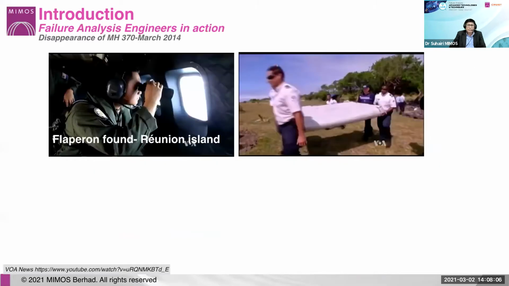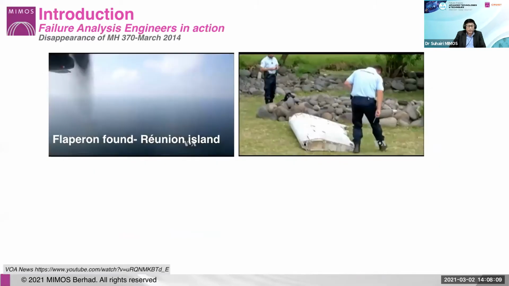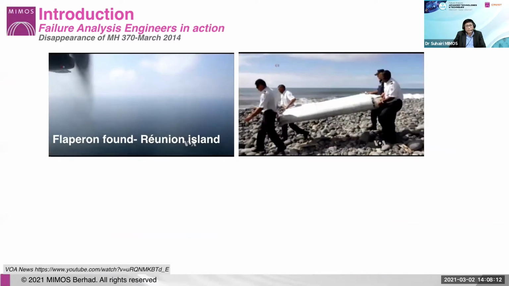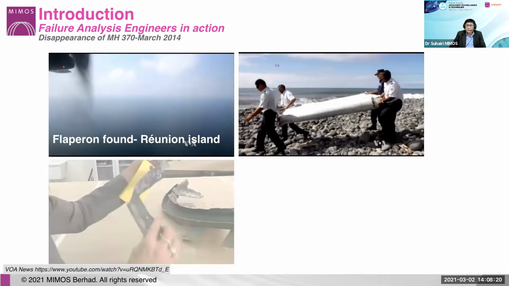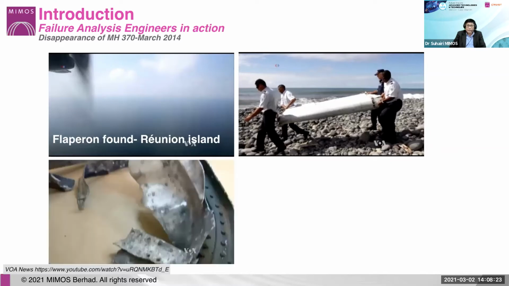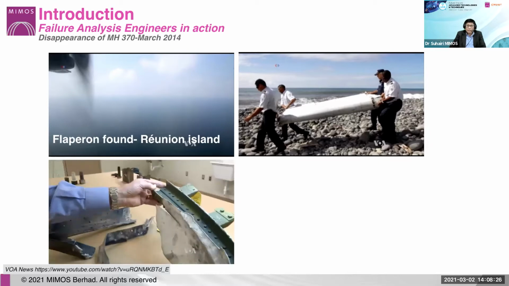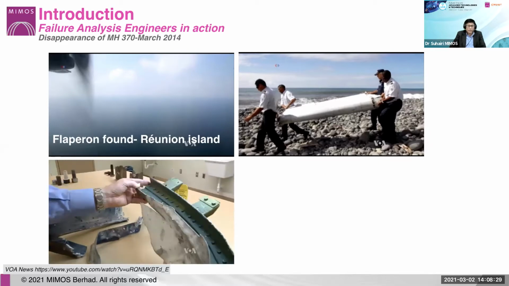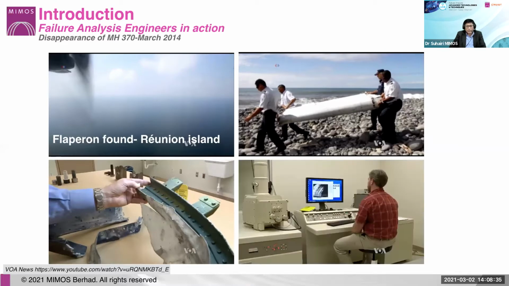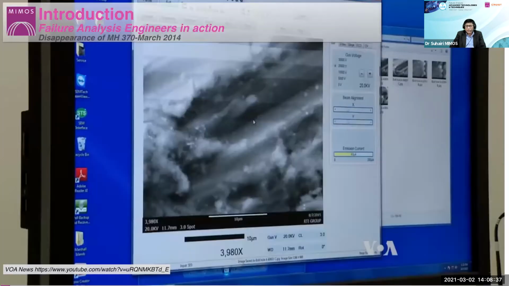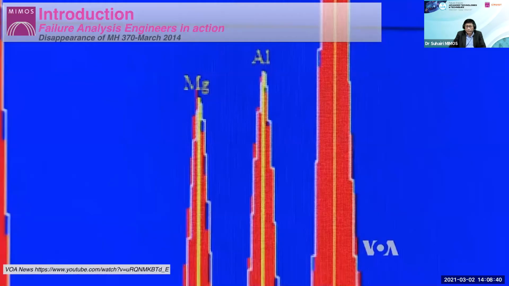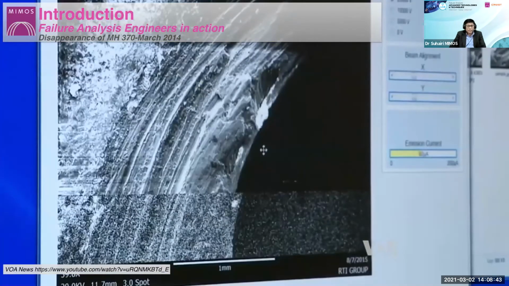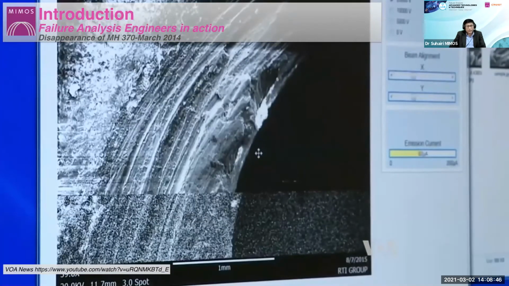I would like to bring an example of the role of a failure analysis engineer or analyst, for that matter, with a story that is close to our heart, but yet to be close, at least for the loved ones. This is about the unfortunate tragedy of MAS airline, which went missing in the year 2014. One of the pieces of evidence found on the beach of Reunion Island was a part of the aircraft known as a flaperon, and failure analysis engineers use tools such as an electron microscope and also energy dispersive spectroscopy to determine whether the part is indeed from the missing aircraft.